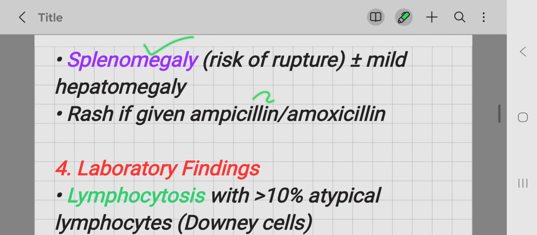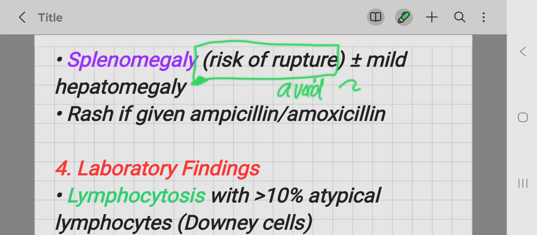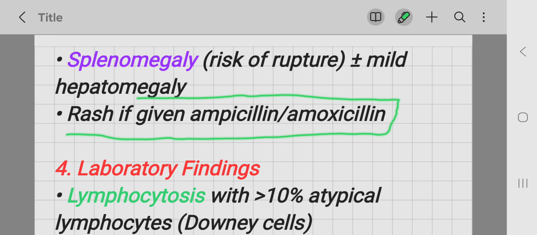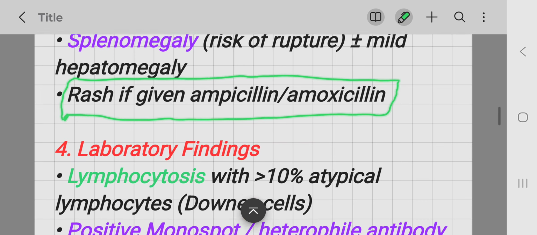There is marked splenomegaly, and this splenomegaly has a risk of rupture with contact sports. So you should avoid contact sports if you have splenomegaly and infectious mononucleosis. There may be hepatomegaly. Rash is seen if given ampicillin or amoxicillin, as I have told you.